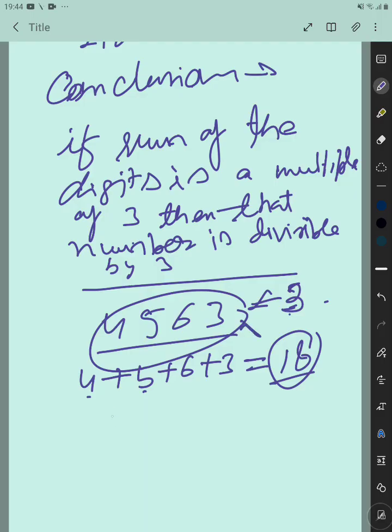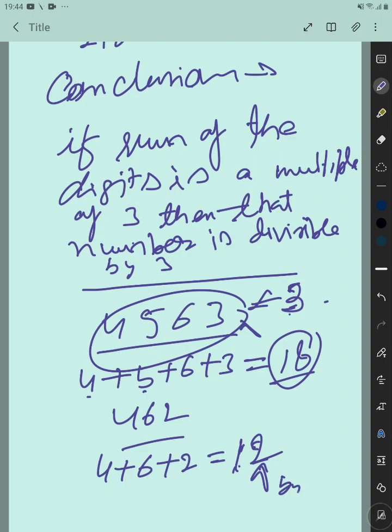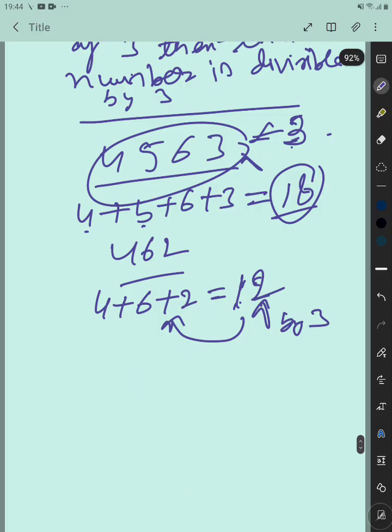Let's take any other number, 462, okay. So the sum of the digits will be 4 plus 6 plus 2. Every time we are getting divisible numbers only, okay. So this is 12. Since 12 is divisible by 3, this number will also be divisible by 3. Take any other random number, 217, let's say. The sum of the digits will be 2 plus 1 plus 7, okay. So this will be equal to 10, okay.